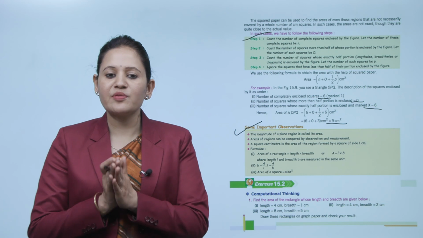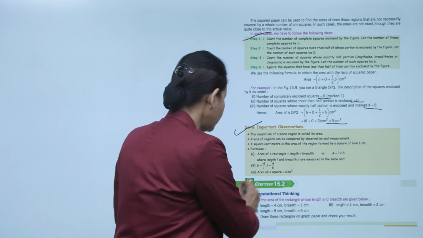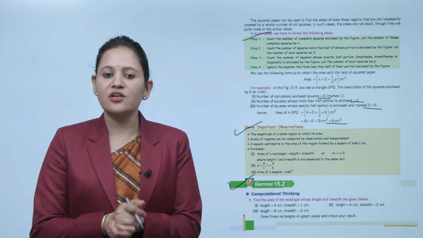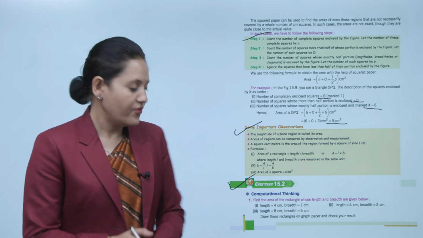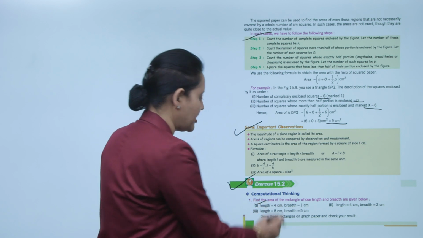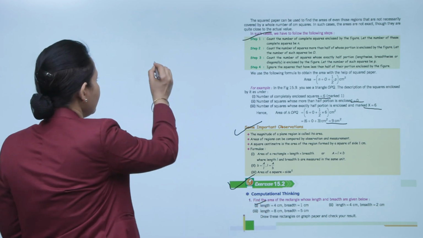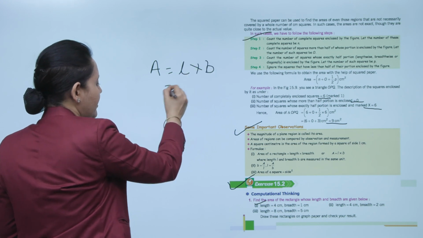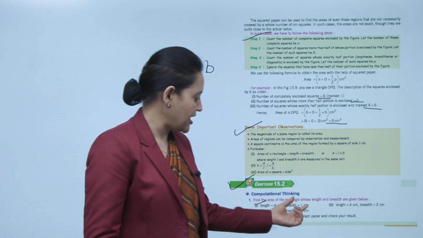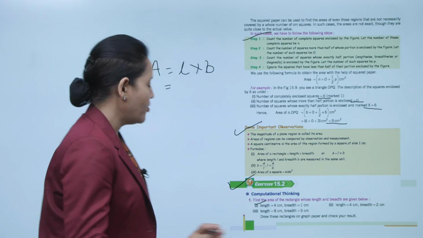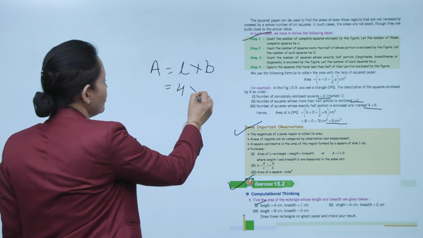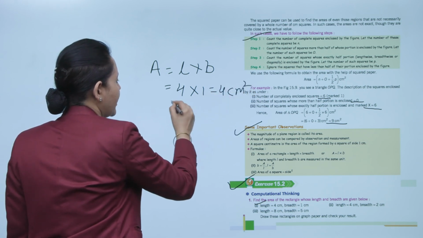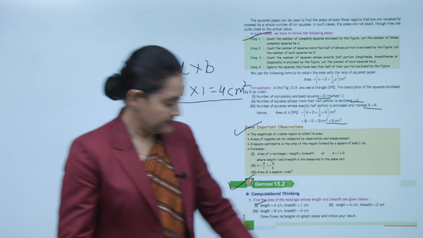Next is exercise 15.2. Computational thinking. Find the area of the rectangle whose length and breadth are given below. First is length 4 centimeter and breadth 1 centimeter. So, area equals L into B. Here the length equals 4 centimeter and breadth equals 1 centimeter. Both have the same units. So, 4 into 1, that is 4 centimeter square. That is the area. Clear?